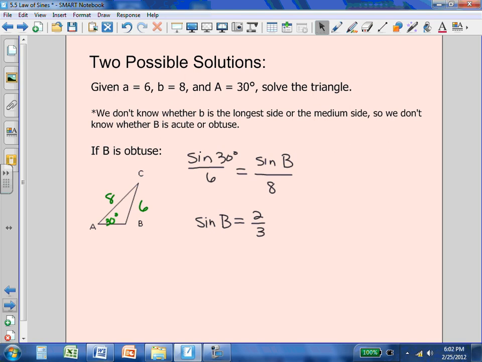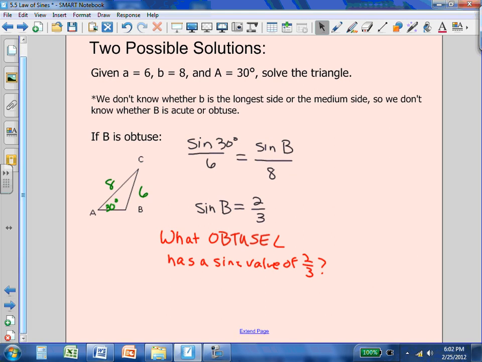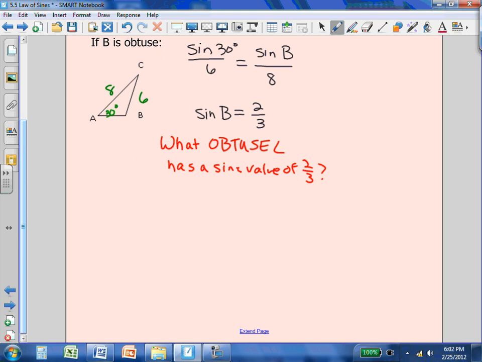Now, here's the big question. What obtuse angle has a sine value of 2/3? Now our calculator is going to tell us that we have an angle measure. When you do the inverse sine of 2/3, just like before, it's going to tell us that familiar 41.8 degrees. Now we want obtuse, not acute.